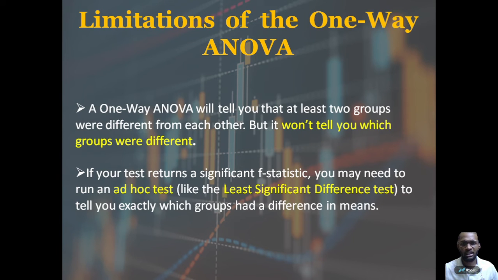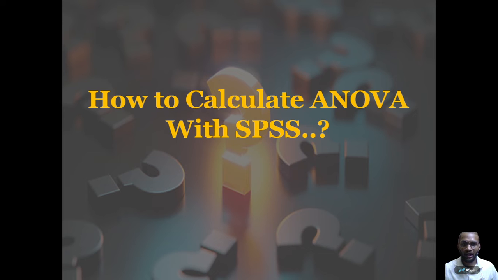What are the limitations of the one-way ANOVA? A one-way ANOVA will tell you at least two groups were different from each other, but it won't tell you which groups were different. If your test returns a significant F statistic, you may need to run a post hoc test like the least significant difference test to tell you exactly which groups had a difference in means. So let us now go to how to calculate ANOVA with SPSS.